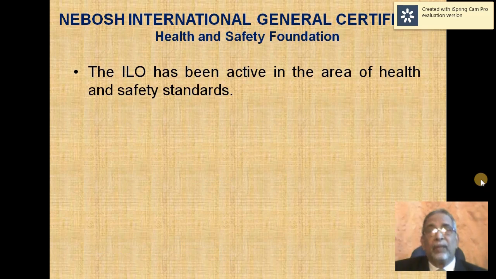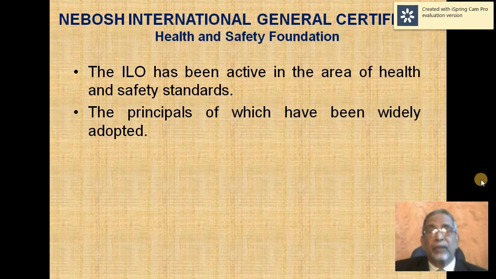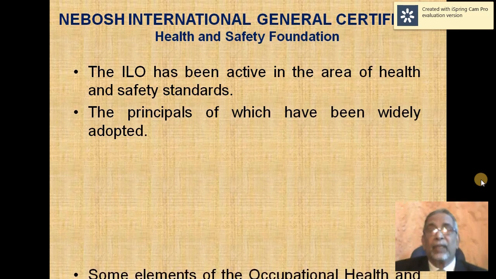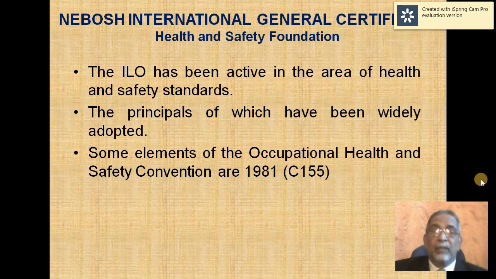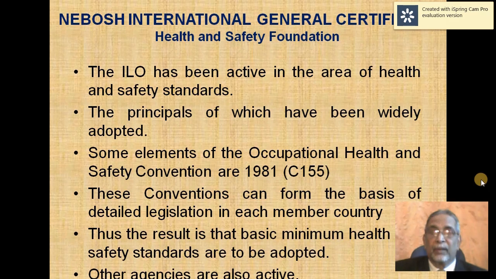The ILO has been active in the area of health and safety standards, the principles of which have been widely adopted. Some elements of the Occupational Health and Safety Conventions are 1981 C155. These conventions can form the basis of detailed legislation in each member country. As a result, basic minimum health and safety standards are adopted. Other agencies are also active.